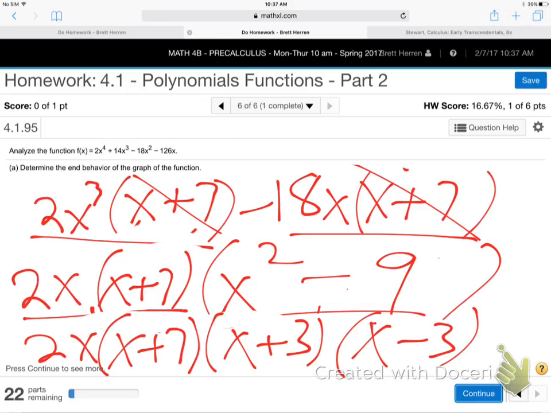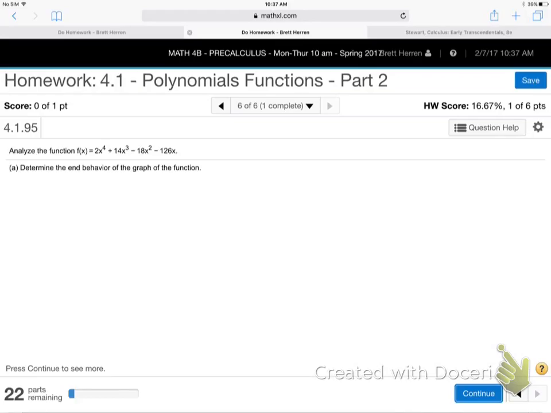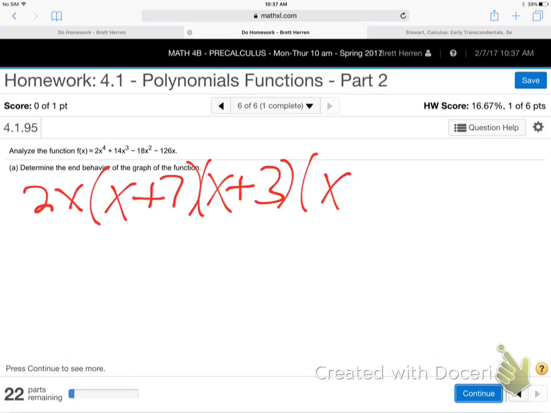What are the zeros? You just do the opposite. 0 first off, then -7, -3, +3. Let me go to a new screen and do that. So 2x, x plus 7, x plus 3, x minus 3. Okay, so we got it all factored.